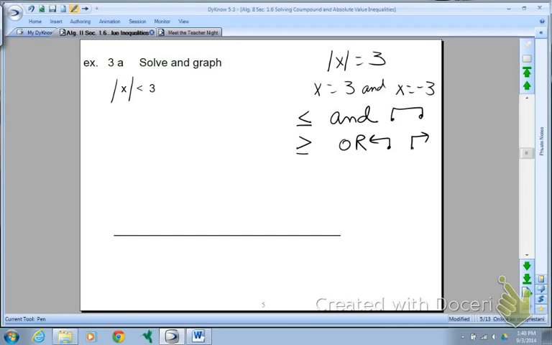So let's look at example 3a. This is a less than 3. So what word are we going to use? And. Now, we could set it up like this. X is less than 3. Use the word and x. And when you go to put it to the negative, you always flip the symbol. Okay, always flip it when you put it to the negative.